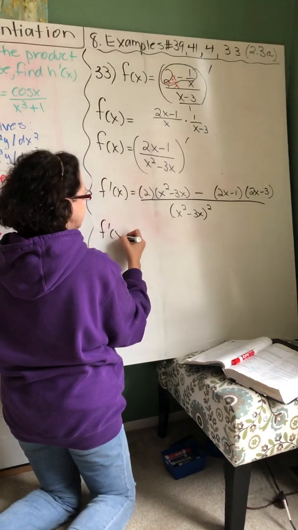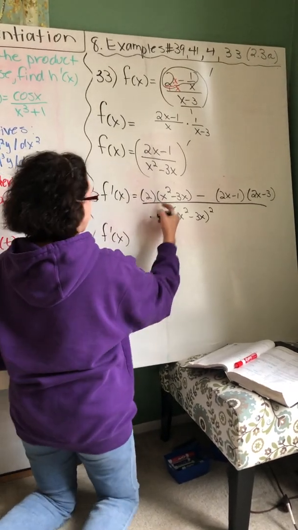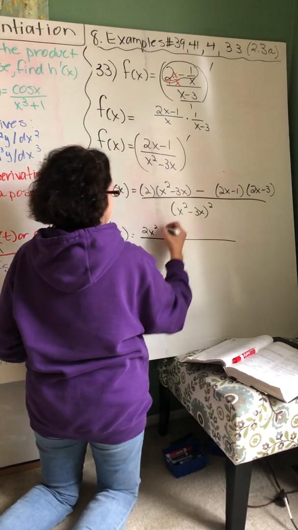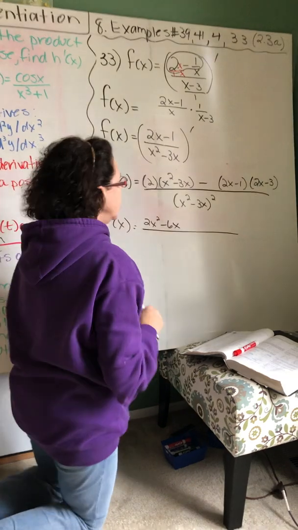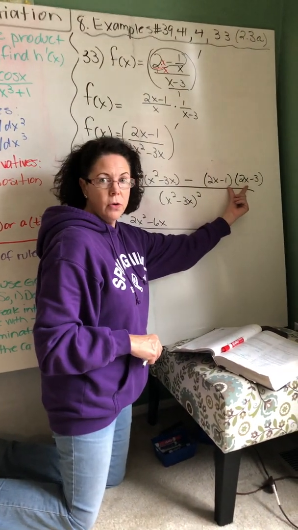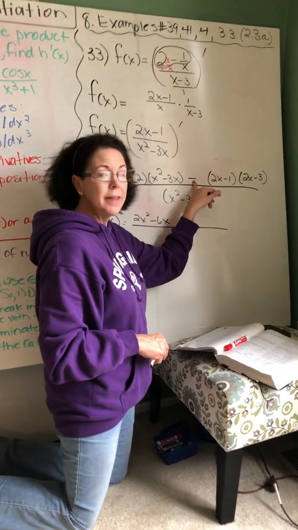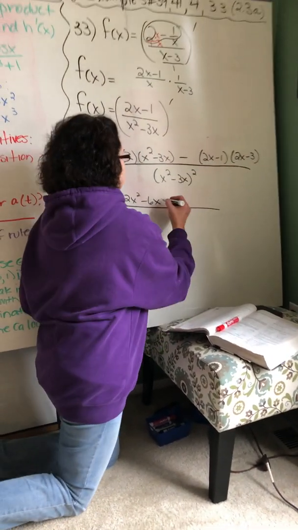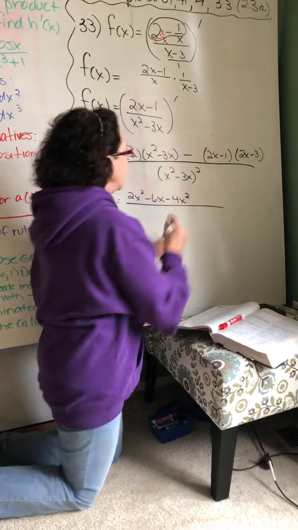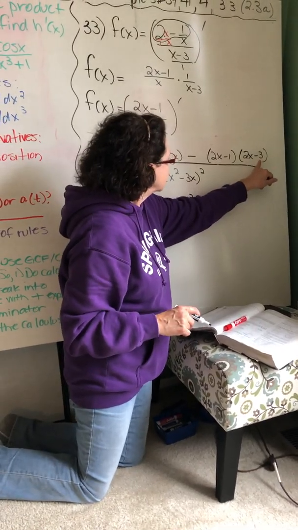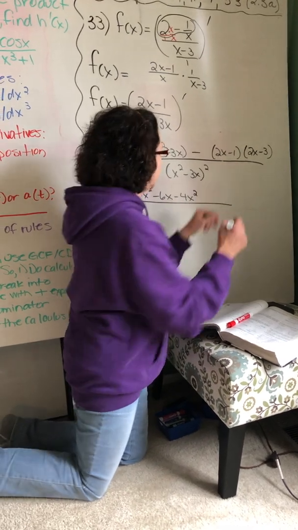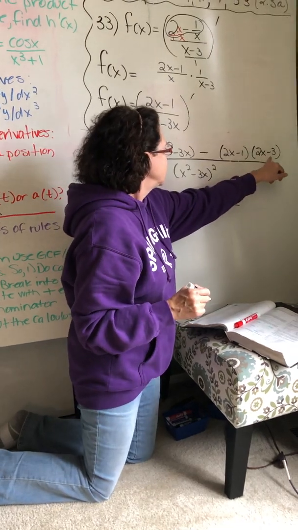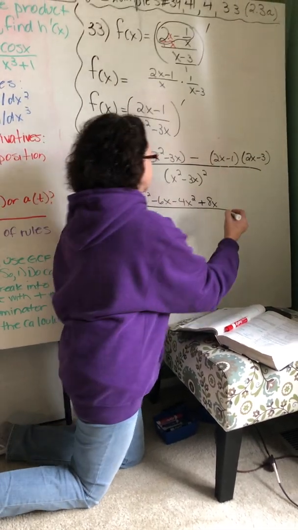There we go. Let's fix up that numerator. I have a 2x squared minus 6x. Okay, notice I'm going to multiply this out, and then whatever answer I have, I'm going to take the opposite of it. 2x times 2x is 4x squared. Now it's negative. On the outside, negative 6x, negative 2x for a negative 8x. Now it's positive. Negative 1 times negative 3 is a positive 3. Now it's a negative 3.